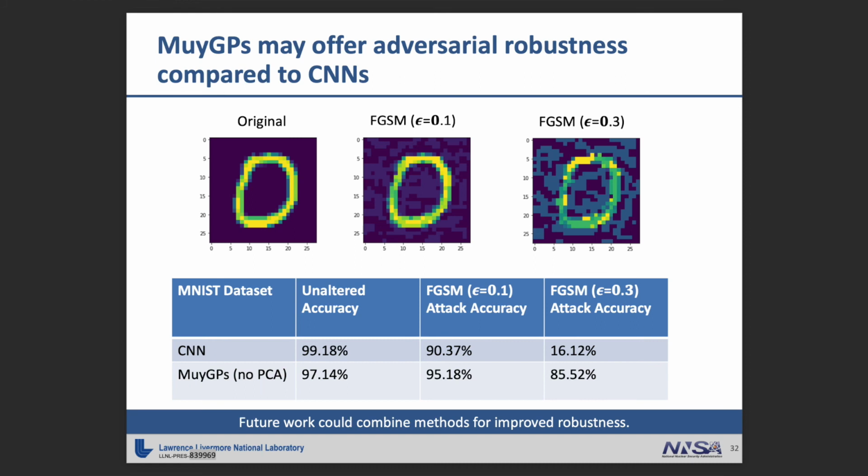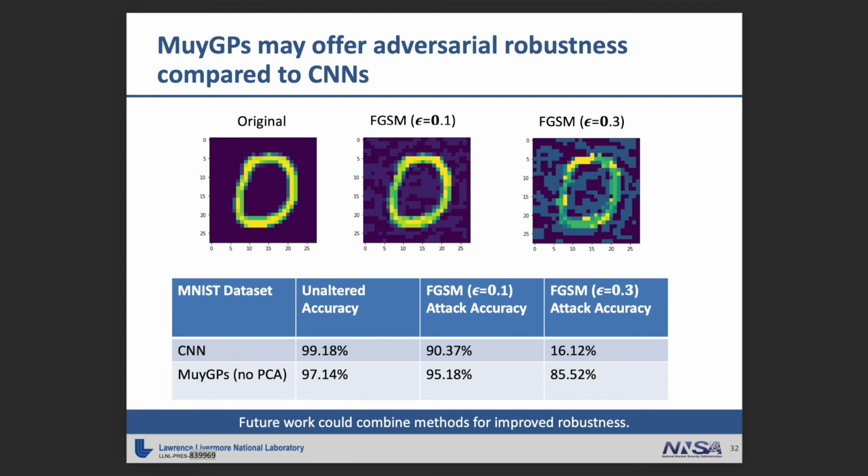So one type of attack that can be demonstrated on this is called an FGSM attack. What I'm showing you here is on the MNIST handwriting database. The idea here is it's a data set of handwritten images, and you try and classify which numeral they were trying to write. With a CNN, you generally get a little bit more accuracy than you do using MuyGPs, again with no PCA. This is just on the pixels themselves.